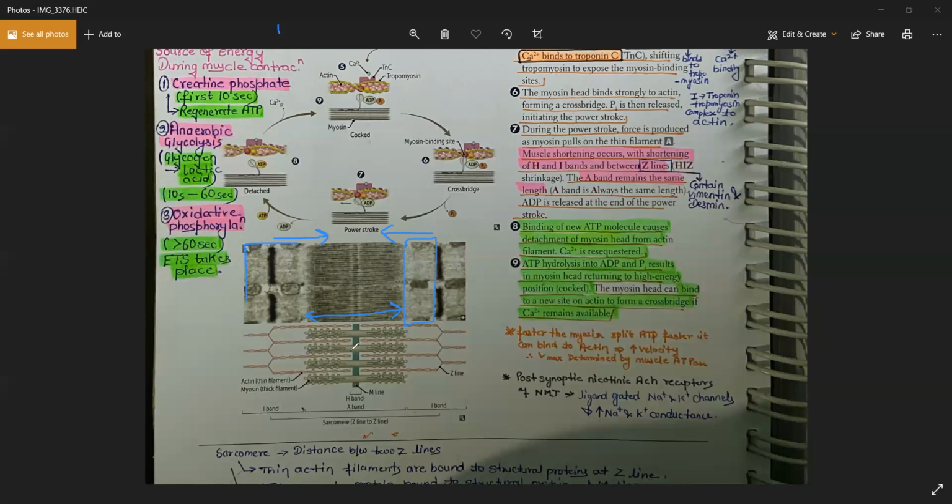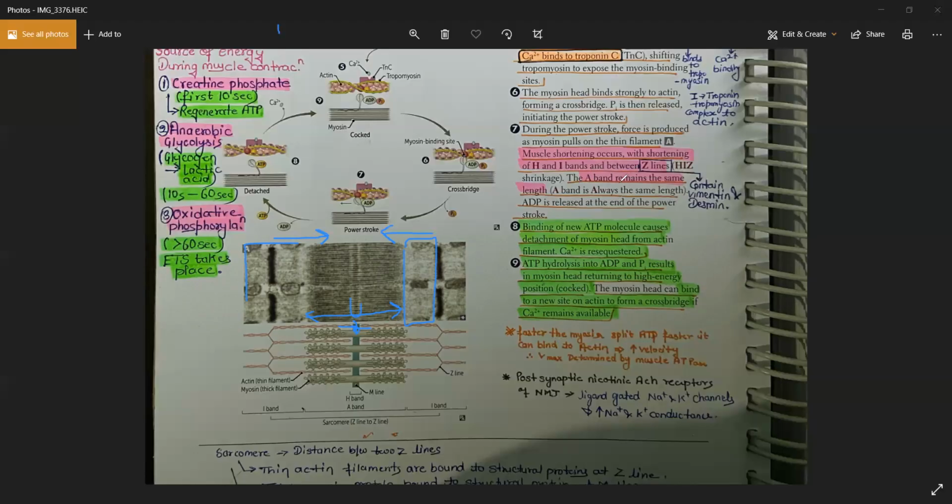And this H band, look at the H band. If more of the actins overlap this area during the contraction, can I say the size of this H band is also decreased? When more of the actins overlap this area, then this lightish band you are seeing here will disappear, right? So you can say that during the contraction, the H band, the I band, and the distance between the two Z lines will decrease. Yes. And during the contraction, during the power stroke, you will have a normal A band.